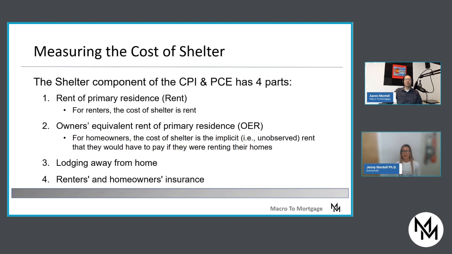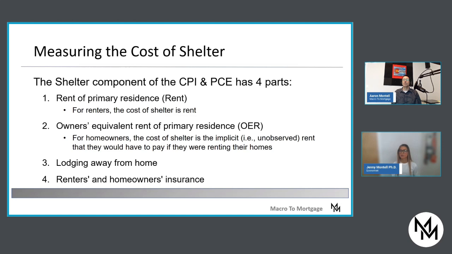So, we won't delve into that now, but they're both based on the same set of data for the price part of it. And they weight things differently, and we'll talk about that later. But just in terms of the prices, they use the same data. And shelter has four components. There's rent, so renting of primary residence. And for renters, the cost of shelter is just the price of rent.